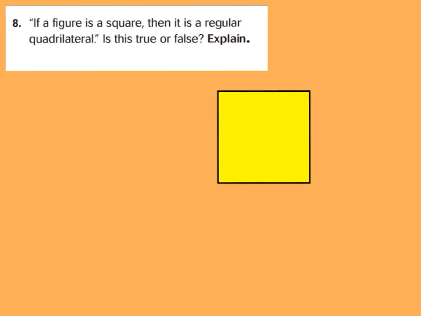Alright, let's take a look at question number 8. It says, if a figure is a square, then it is a regular quadrilateral. Is this true or false? Explain. What do you think?